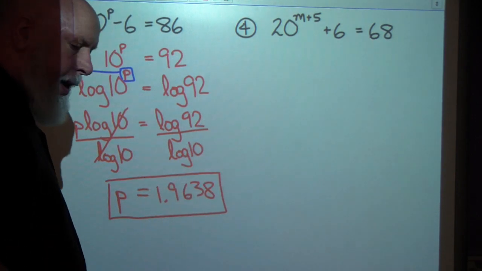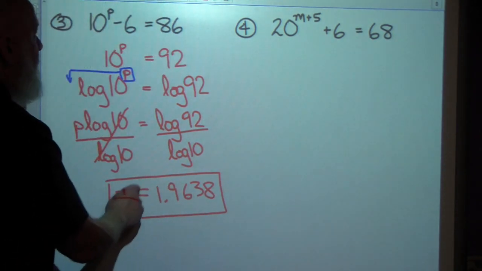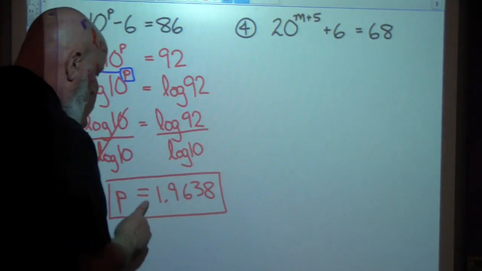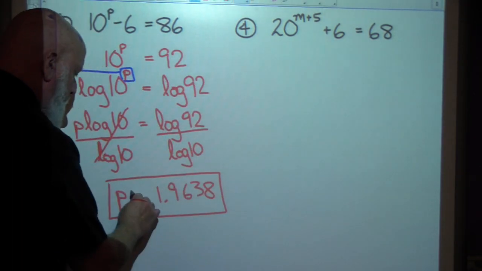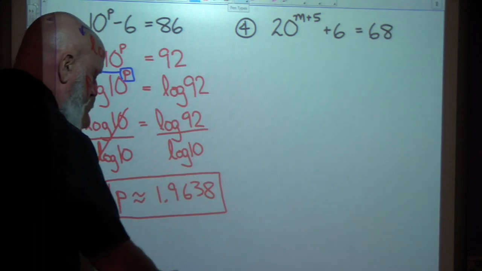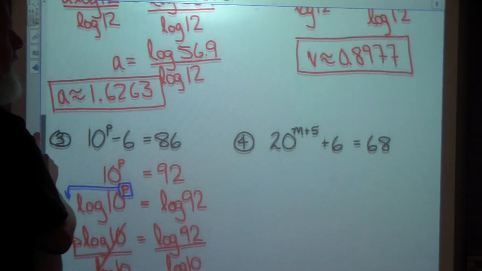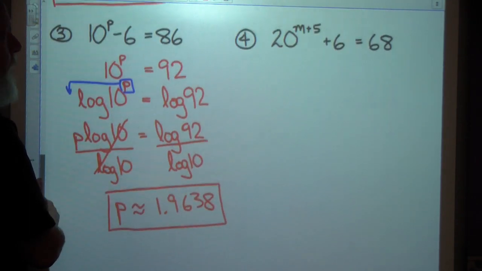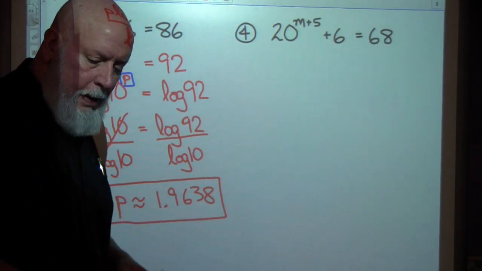1.9638. Yay! And that should be an approximation symbol, I'm sorry, because we rounded, and that means we're approximating. I think I did that on the other ones. Yay. All right, we've got one more, basically the same thing. These are the types of problems.